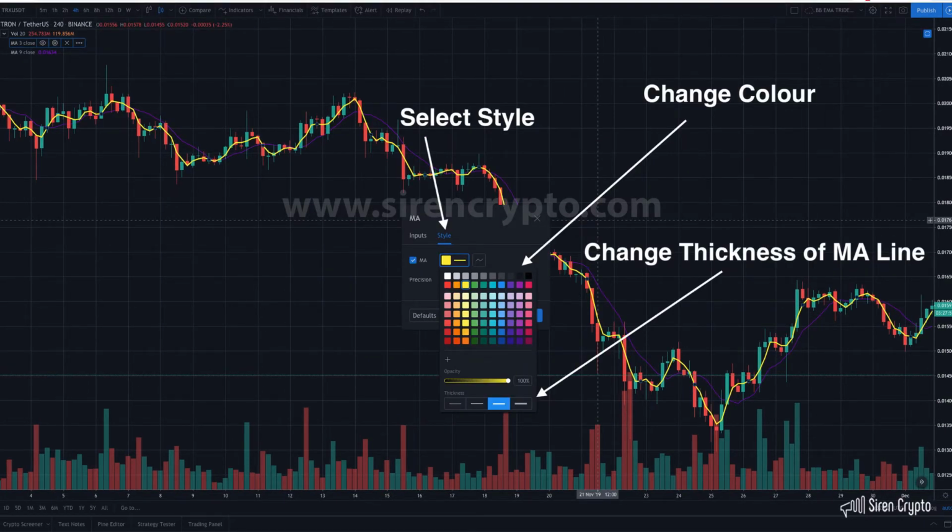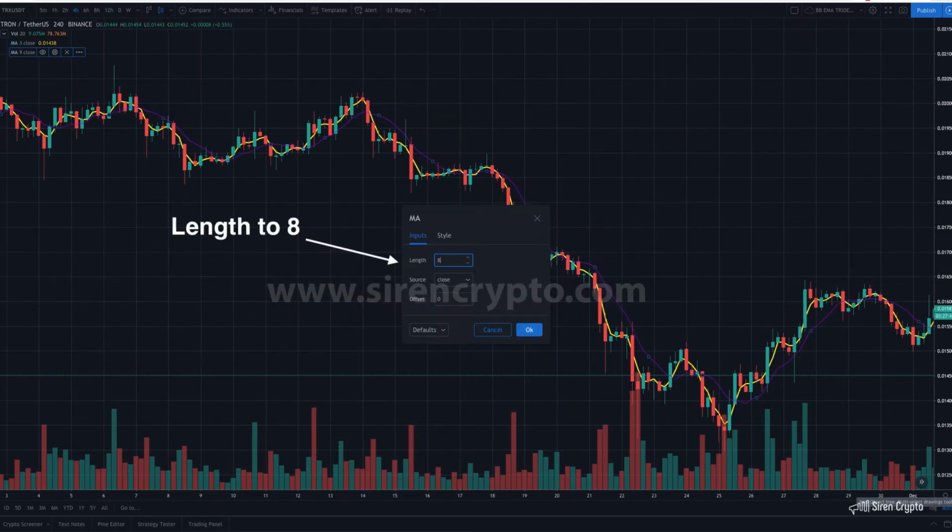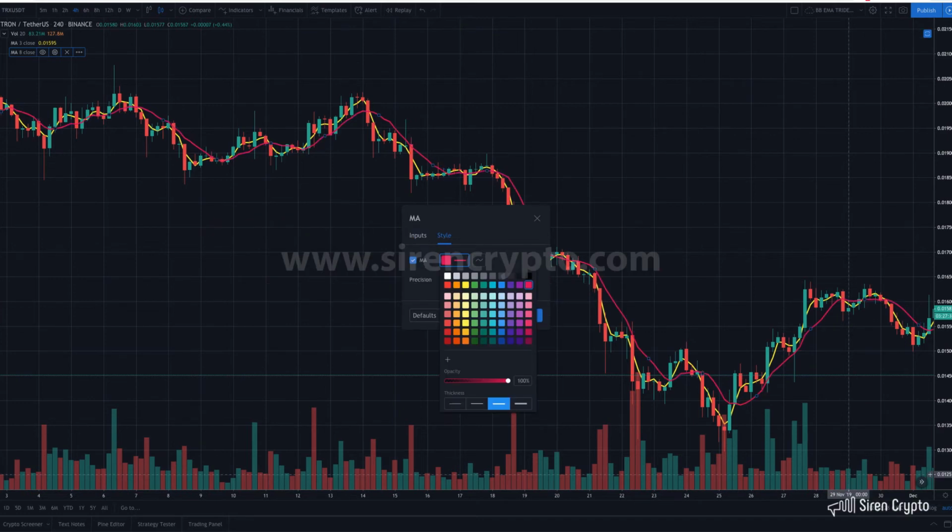If you just click into Style, then choose the colour that you would like, and then you can change the thickness of the line so you can see it more clearly on the chart, and then press OK. Do the same for the second moving average, changing the length of that to 8, and again you can change the colour to your choice. In my case, for the 3 I use yellow, and for the 8 I use a pinky red.